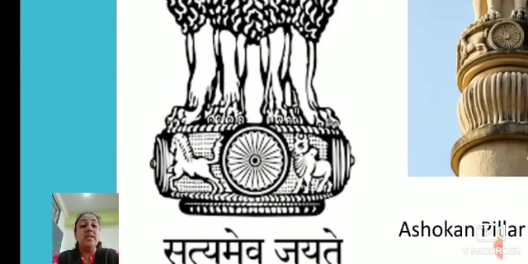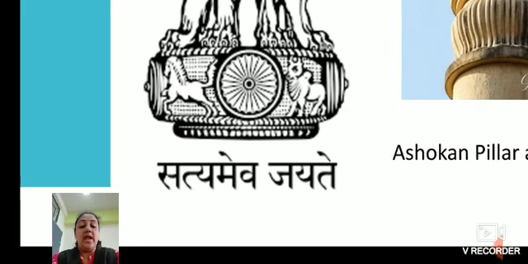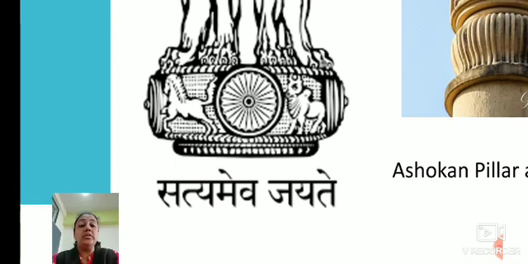See here, can you see the horse? Can you see the Ashoka Chakra? Can you see the bull? Yes, like that. And below that some words are written. Can you see? What is written there? Yes, Satyameva Jayate.